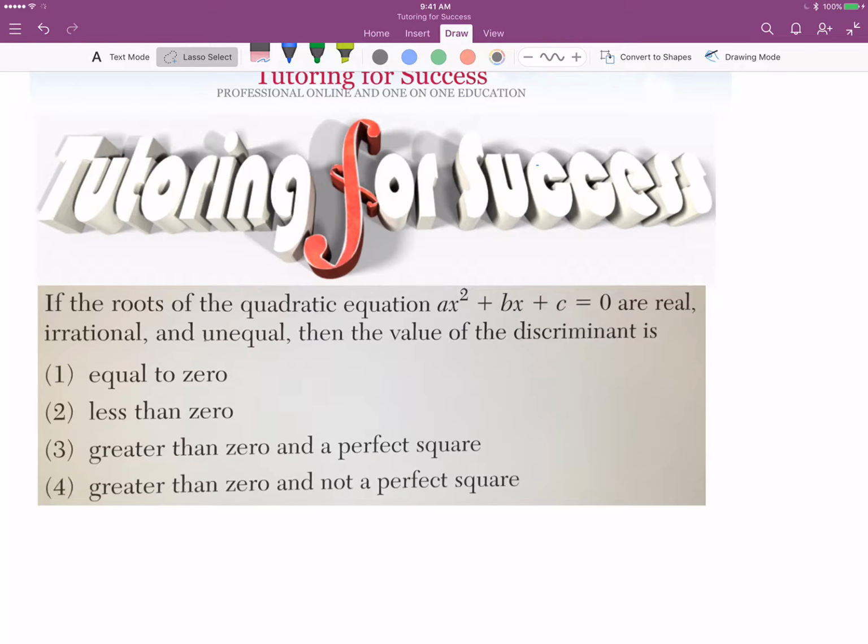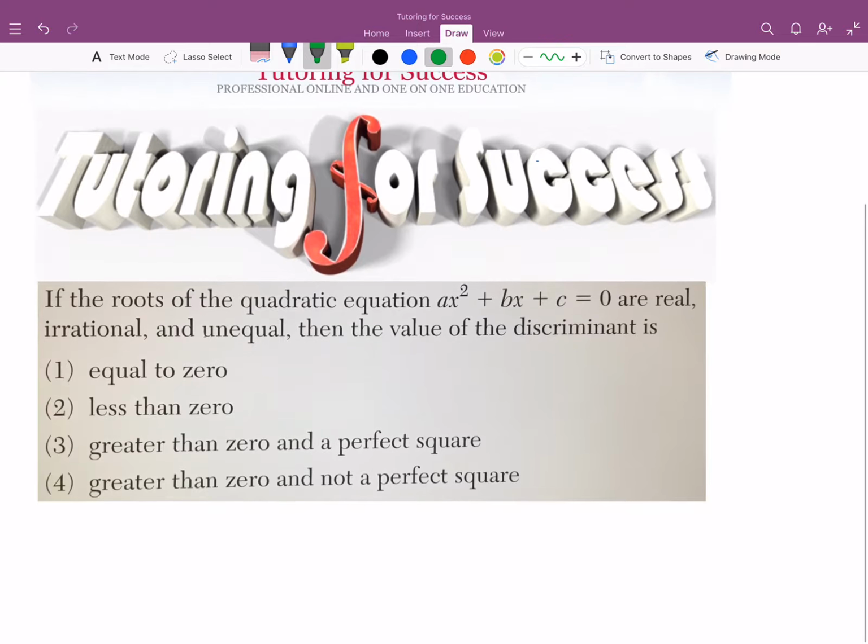The problem states this: if the roots of a quadratic equation, which is ax squared plus bx plus c equals 0, are real, irrational, and unequal, then the value of the discriminant is... So we have four choices: 1, 2, 3, 4.